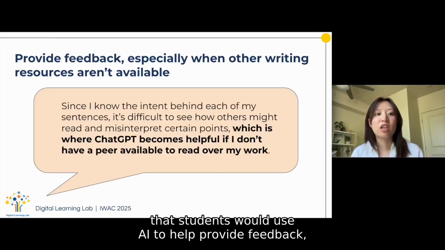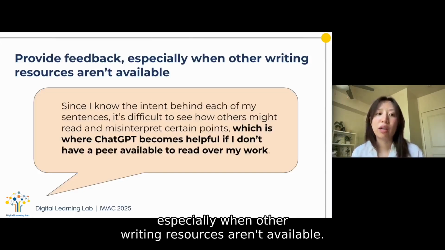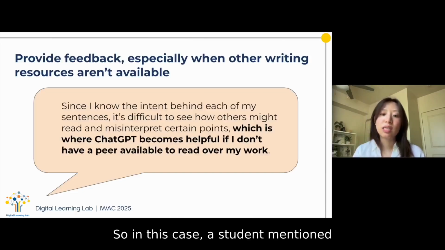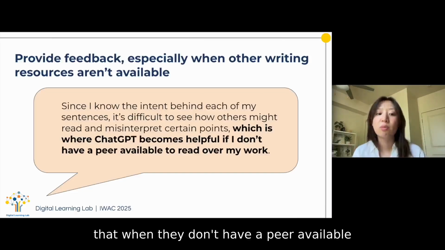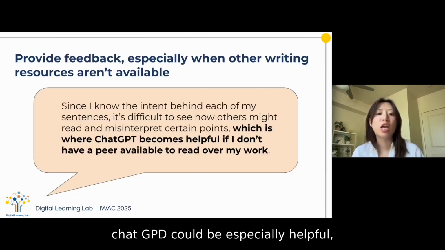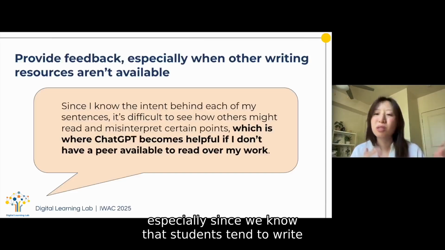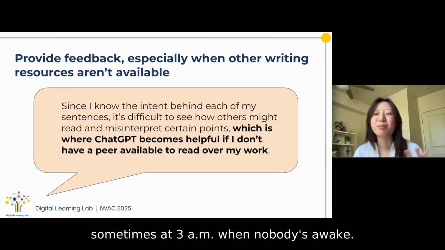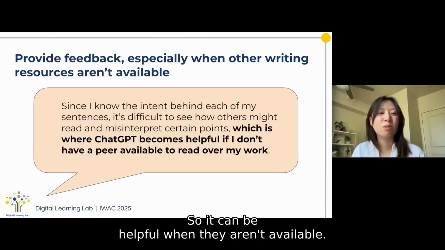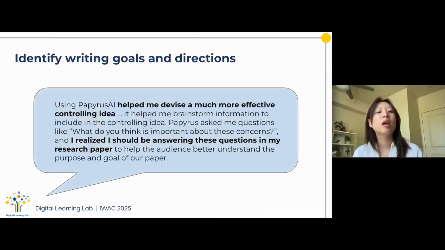students would use AI to help provide feedback, especially when other writing resources aren't available. So in this case, a student mentioned that when they don't have a peer available to read over their work, ChatGPT could be especially helpful, especially since we know that students tend to write sometimes at 3 a.m. when nobody's awake. So it can be helpful when they aren't available.